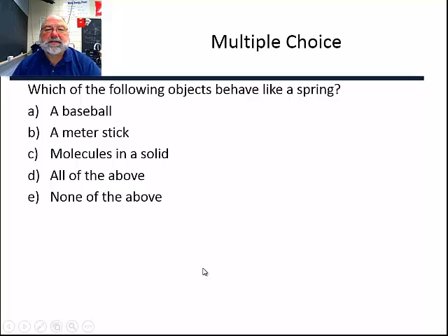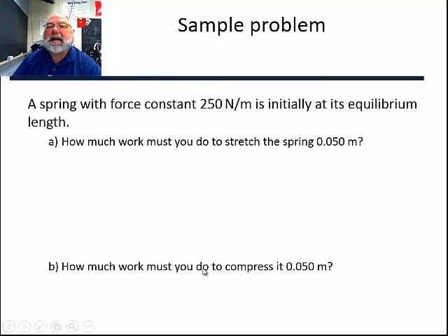Here's your multiple choice. Welcome back. We'll do a couple of sample problems here before I give you your free response. So we have a spring that has a force constant, or a K, of 250 newtons per meter. It's initially at its equilibrium length. How much work must you do to stretch the spring 0.05 meters?